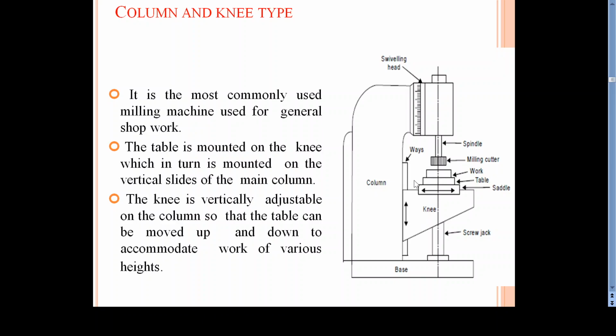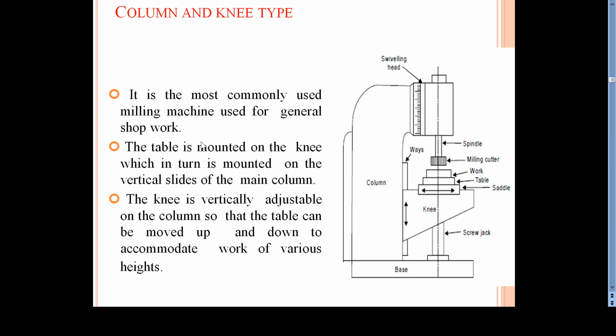The knee we can move up and down. There is a guideway on this face of the column, and we can move the knee by rotating the screw. There is a screw here. So the knee is connected with this vertical screw, and by rotating that screw, we can lift the knee up and down.